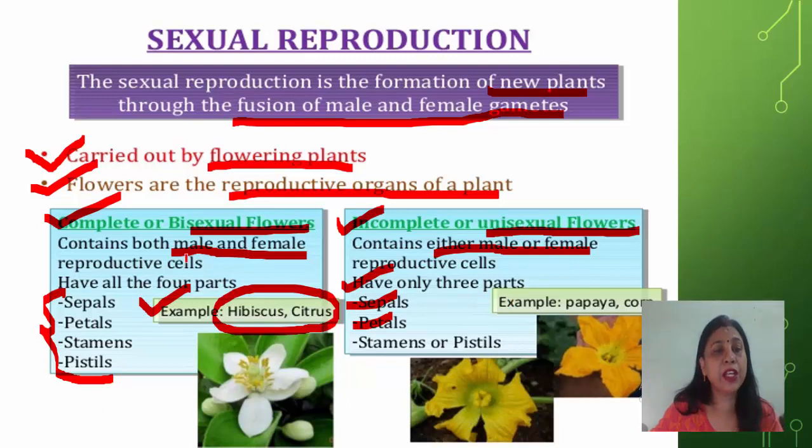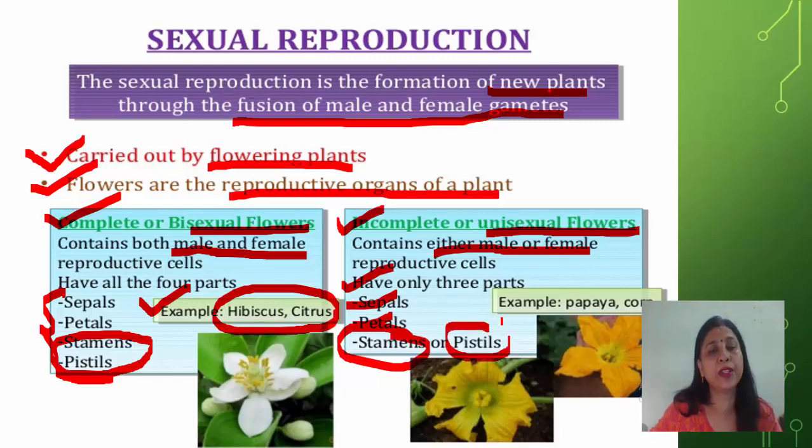But in bisexual flowers, both stamens and pistils are present, whereas in unisexual flowers, either stamen or pistil is present, meaning only one of the two will be present, both cannot be present because it is a unisexual flower. Examples are papaya and corn. Corn means maize.